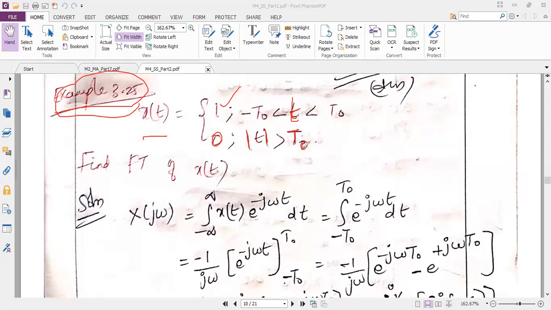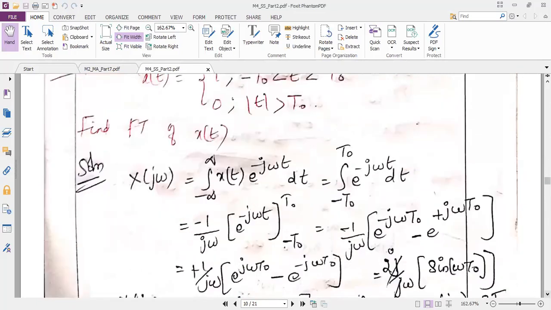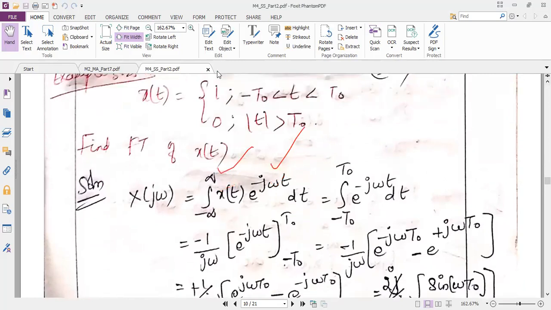Find the Fourier transform of x of t. You know the formula for Fourier transform is capital X of j omega, which is equal to integral minus infinity to plus infinity x of t e power minus j omega t dt. See, they have clearly given in the question the x of t value is just 1. Because of that, we don't face much problem in the simplification or integration.